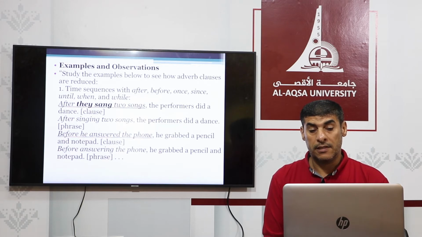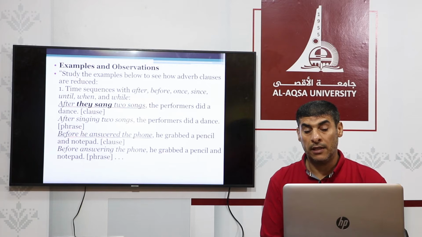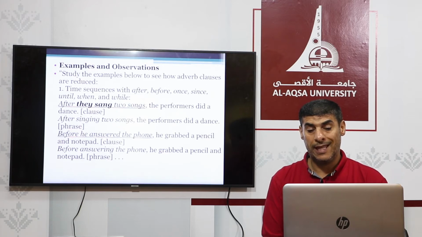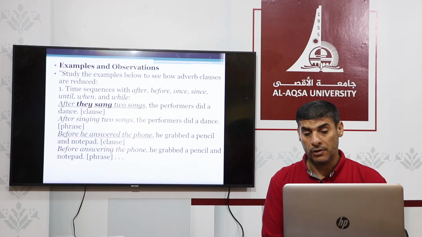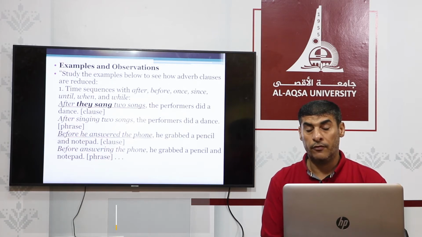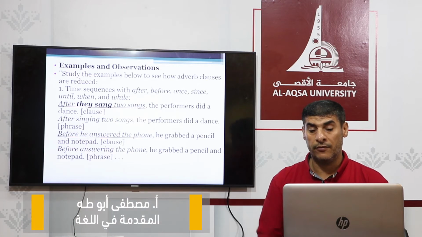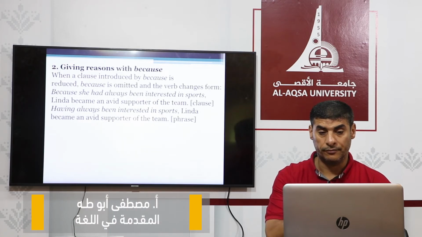After they sang two songs, the performers did a dance. So it becomes after singing two songs. So after singing, we have the ing form here, and that is a phrase. The other example: before he answered the phone, he grabbed a pencil and a notepad. So before answering the phone. Why is this right? Because we have one subject, one person.